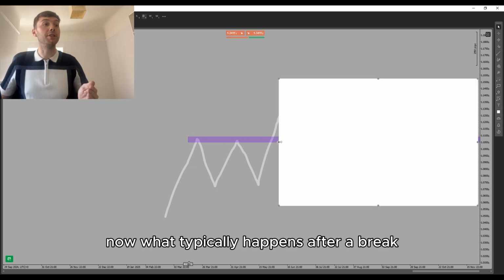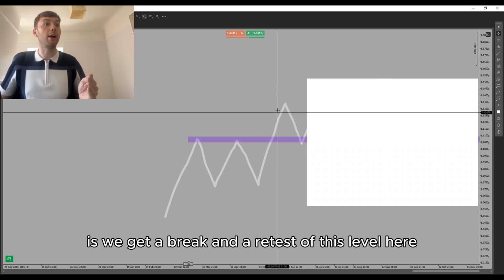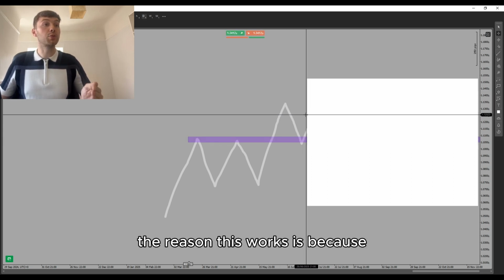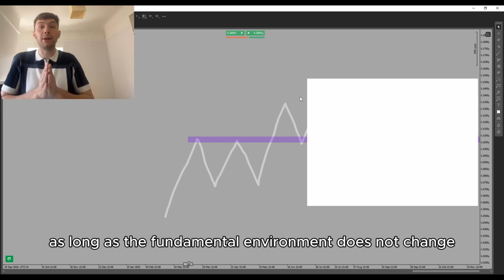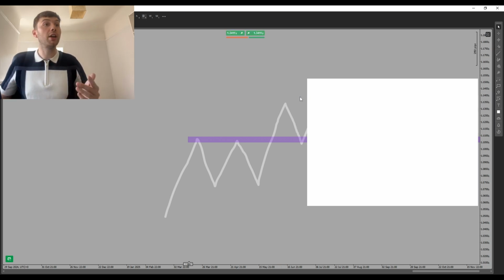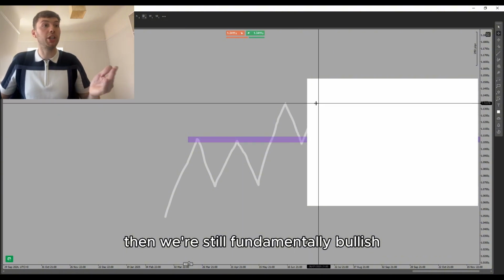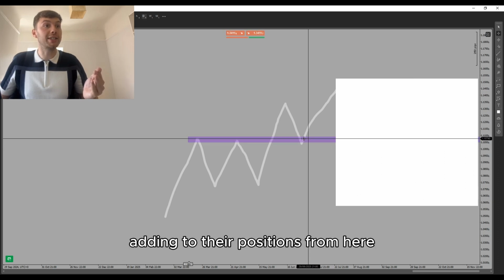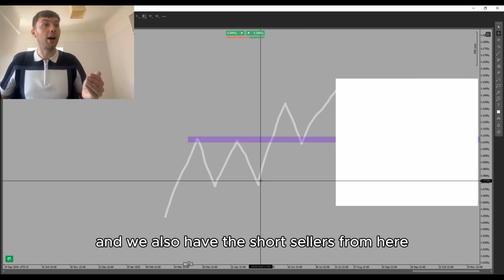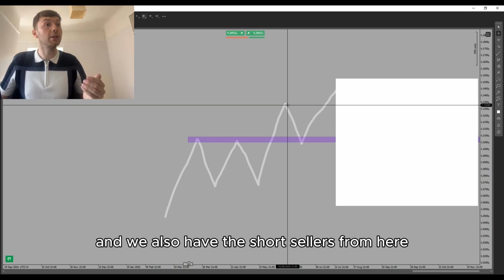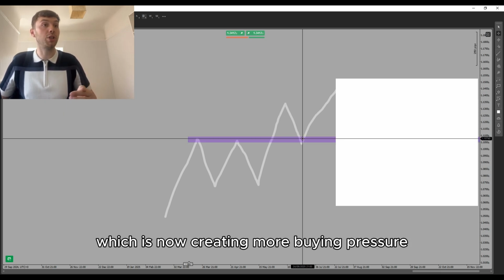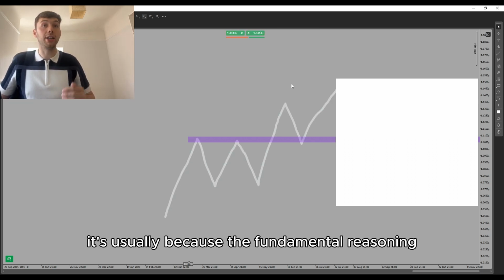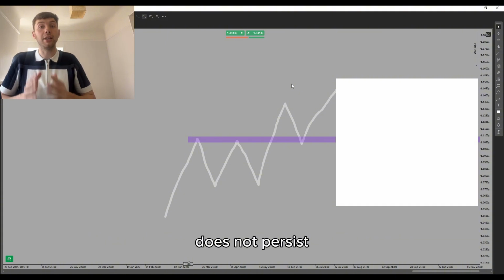Now, what typically happens after a break is we get a break and a retest of this level here. Now, the reason this works is because as long as the fundamental environment does not change, then we're still fundamentally bullish on this example here. So when we've come back to it, the buyers are now just adding to their positions from here. And we also have the short sellers from here now exiting their positions, which is now creating more buying pressure.